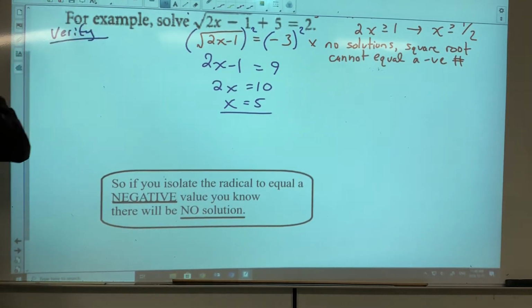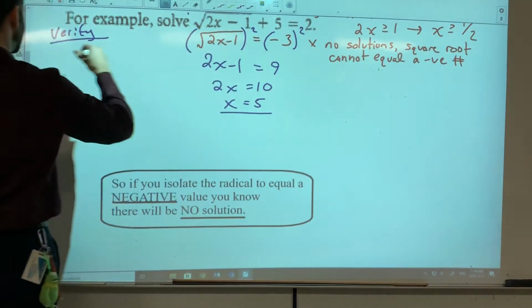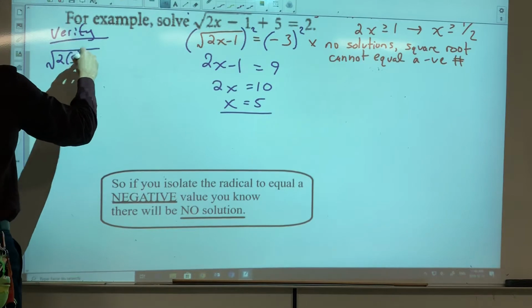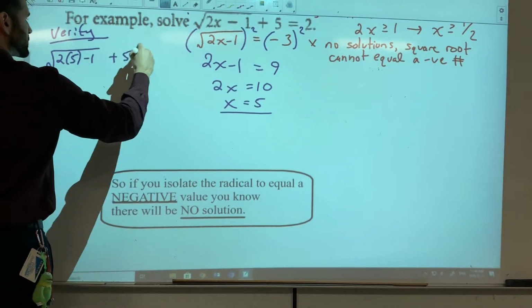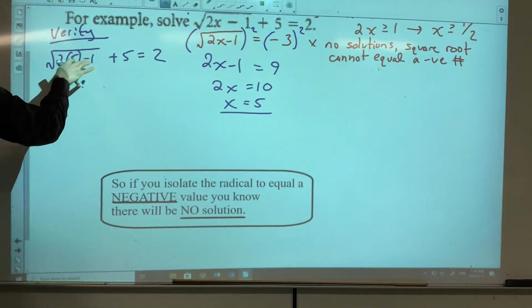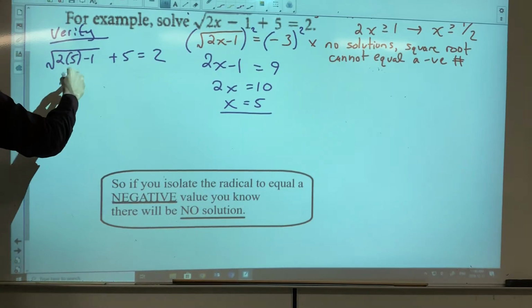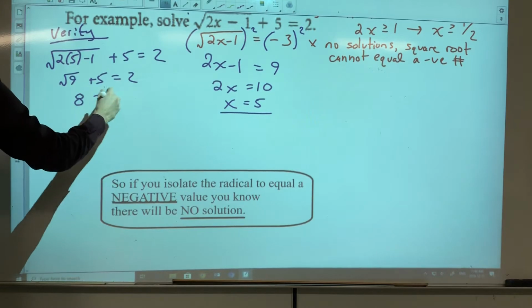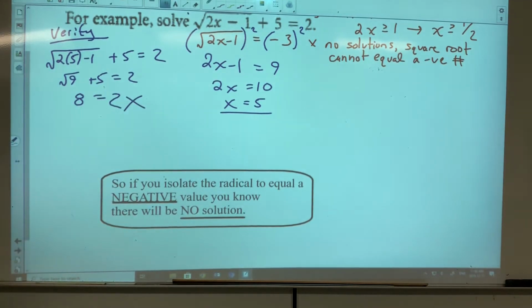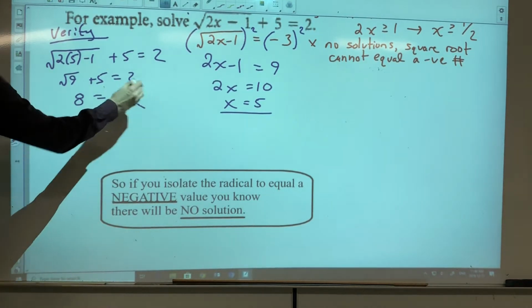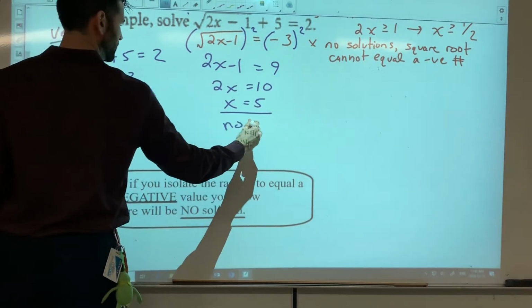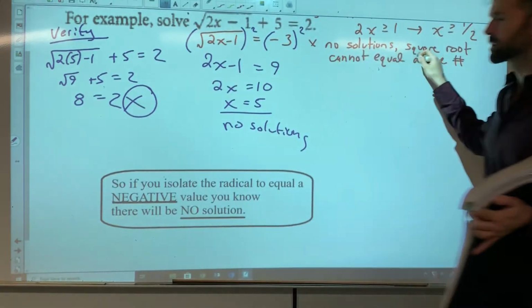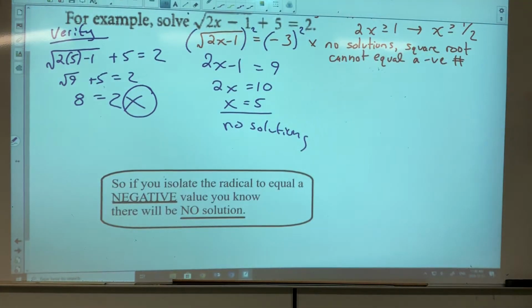So that's why it's important to verify, because if you miss something, at least when you go verify and plug in positive 5 into the original equation, you get 10 minus 1, which is the square root of 9. And that's 8, right? 3 plus 5. So 8 is not equal to 2, so it's wrong. So there's no solutions. It would be better if you noticed it right here, because then you don't do all that work. But it's not the end of the world if you do.